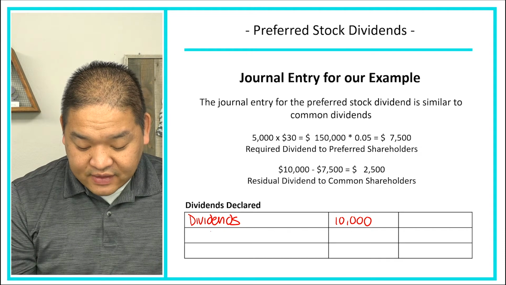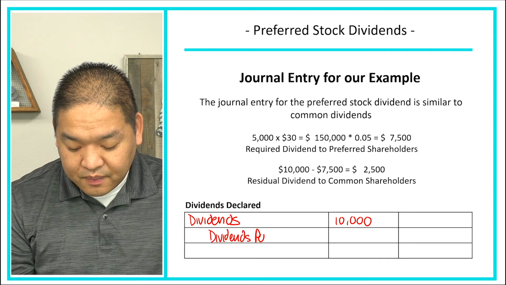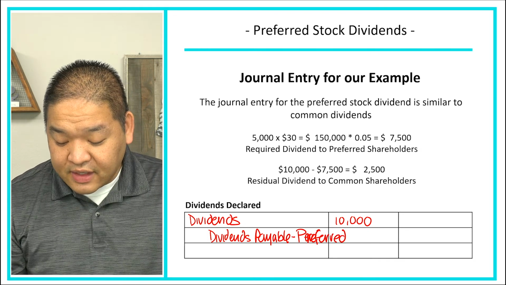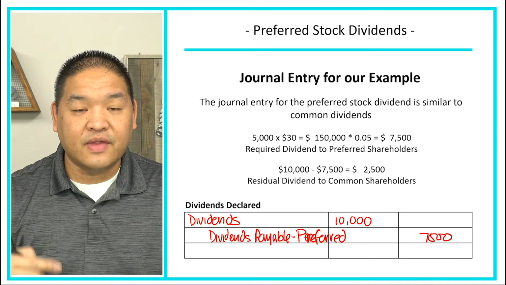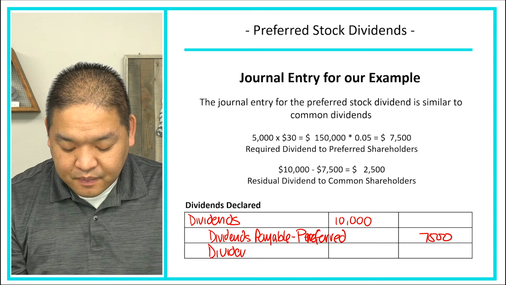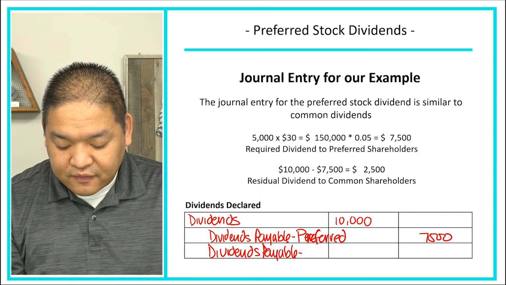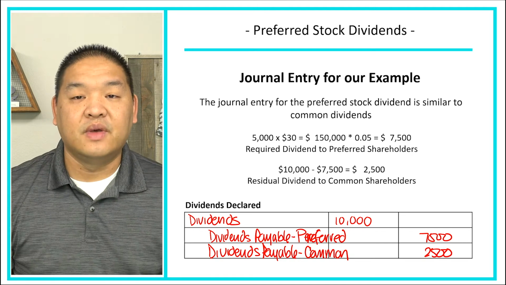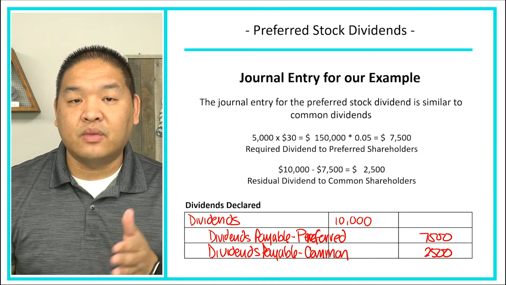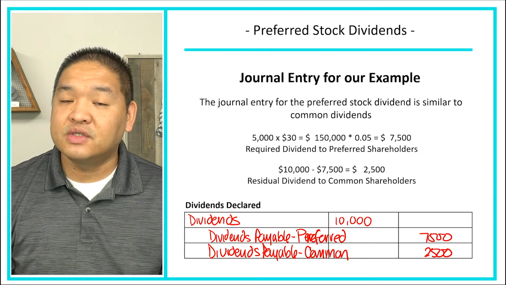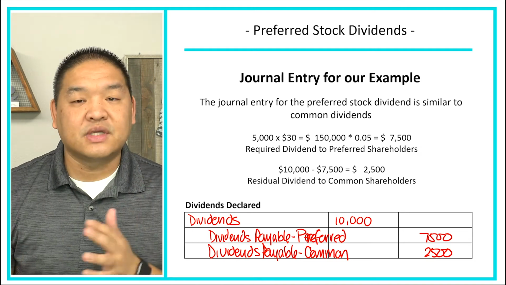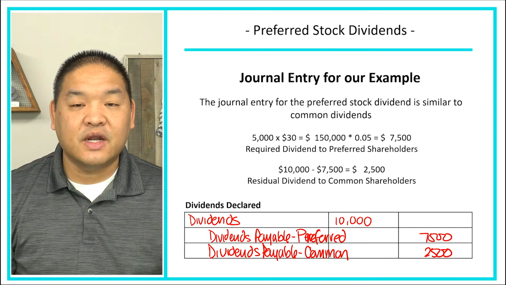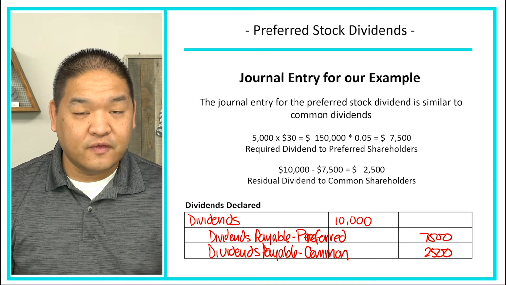So we're going to credit dividends payable for preferred, and they're getting $7,500. So we're going to book a liability for the amount that we owe them. Then we have our dividends payable for common, and for common, it's going to be $2,500. That's establishing our liability on the date of declaration. The only other entry that we have later on would be the payment. The payment is very similar to the common shareholders that we talked about in the prior lesson. We'll just debit the payables and credit the cash that is being given to our stockholders. So that is what we would do for our current preferred stock dividends.